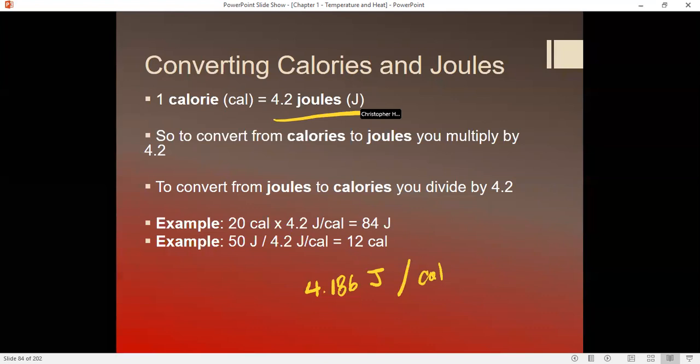That's good enough. So you have 20 calories. You want to convert that to joules, just multiply by 4.2. Okay. You get 84 joules. If you want to go from joules to calories, you've got to divide by 4.2. There you have 12 calories.